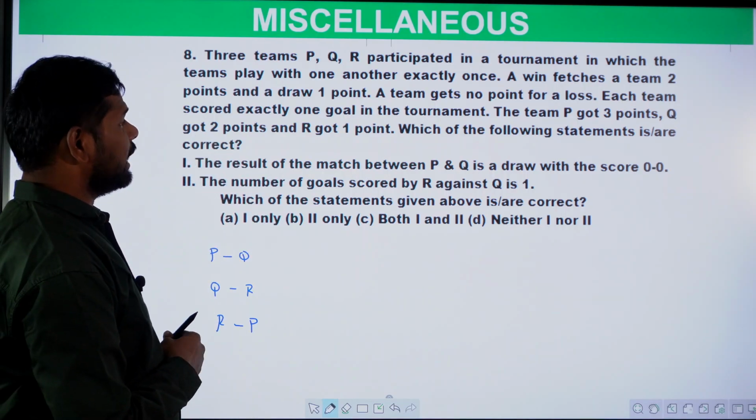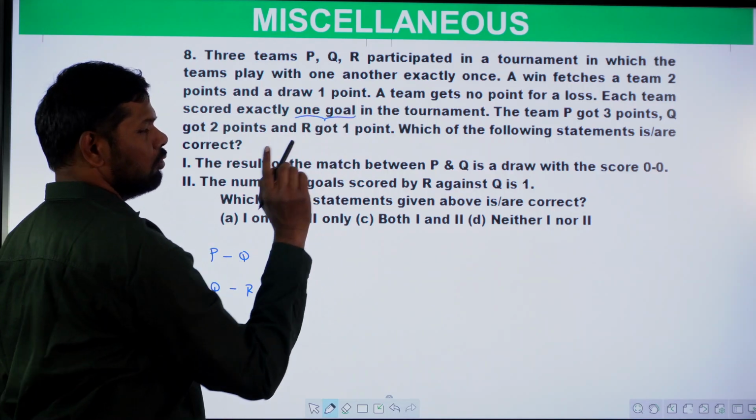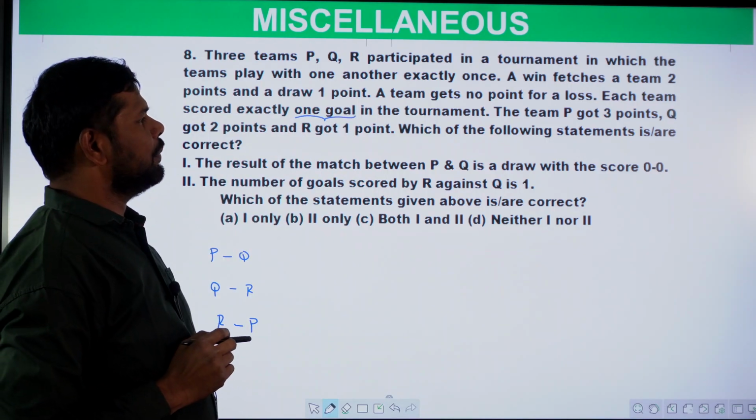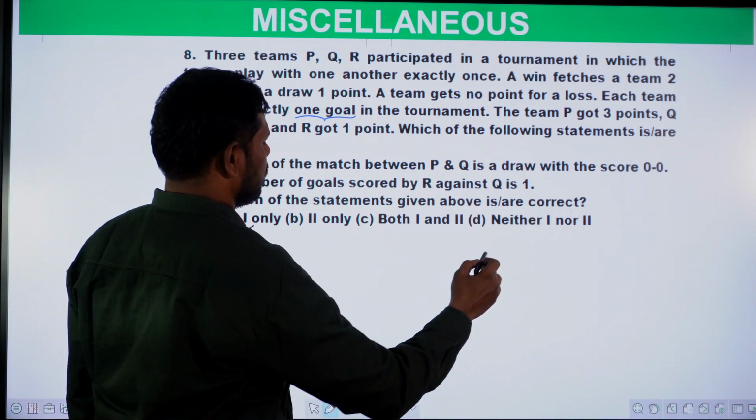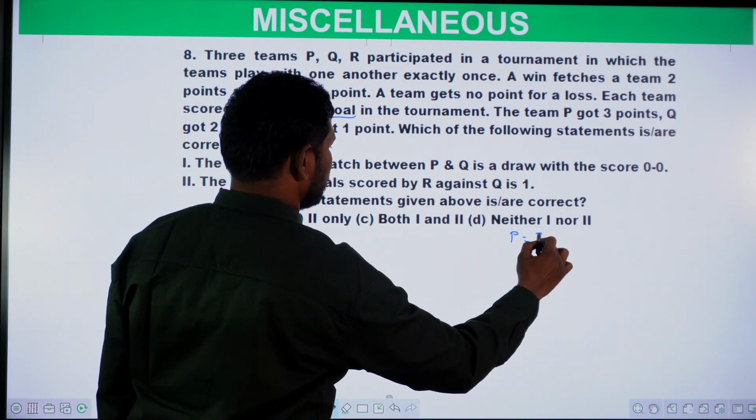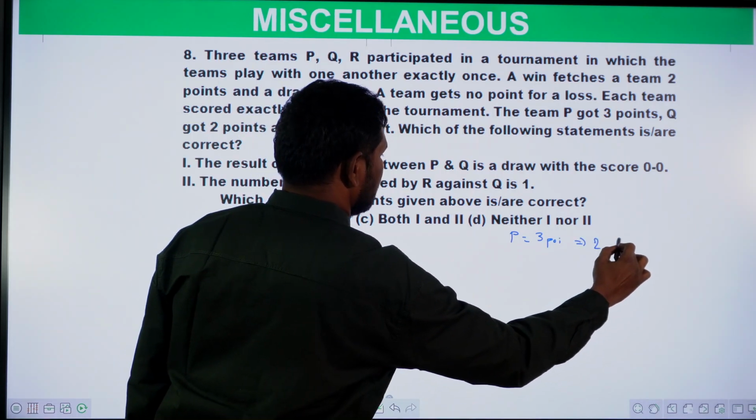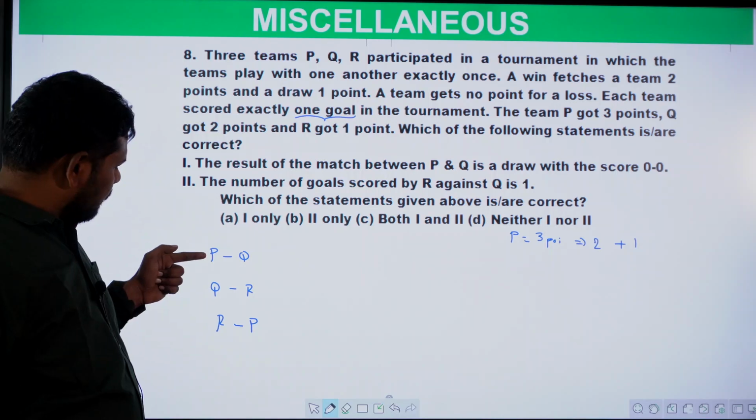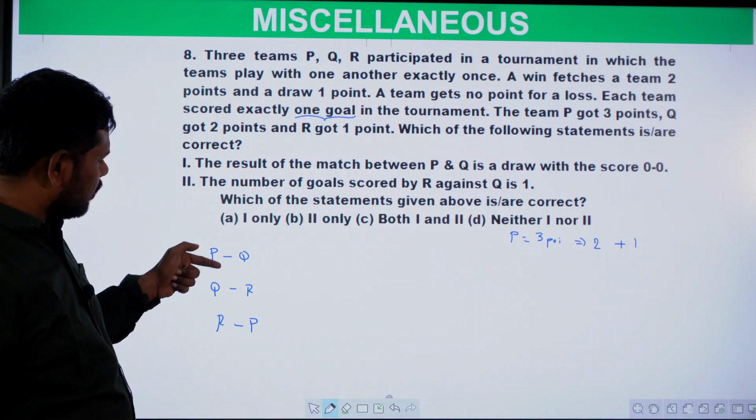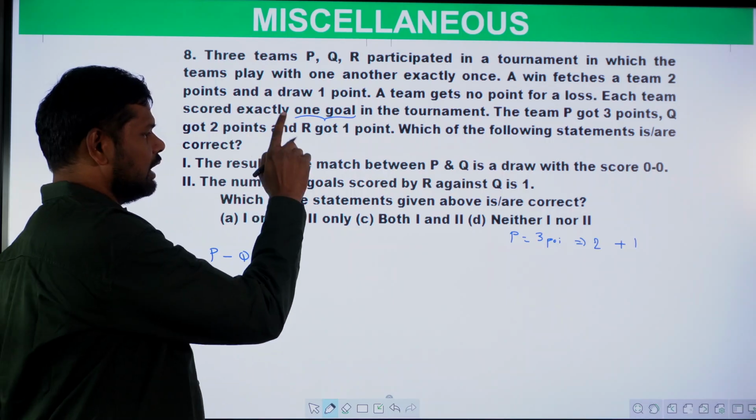Each team scored exactly 1 goal in the tournament. Every team scored exactly only 1 goal. The team P gets 3 points, Q 2 points, R 1 point. So P gets 3 points, meaning definitely 1 win and 1 draw. Why? Just observe here. P plays 2 matches, R also 2, Q also played 2 matches. Every team plays 2 matches according to that statement.